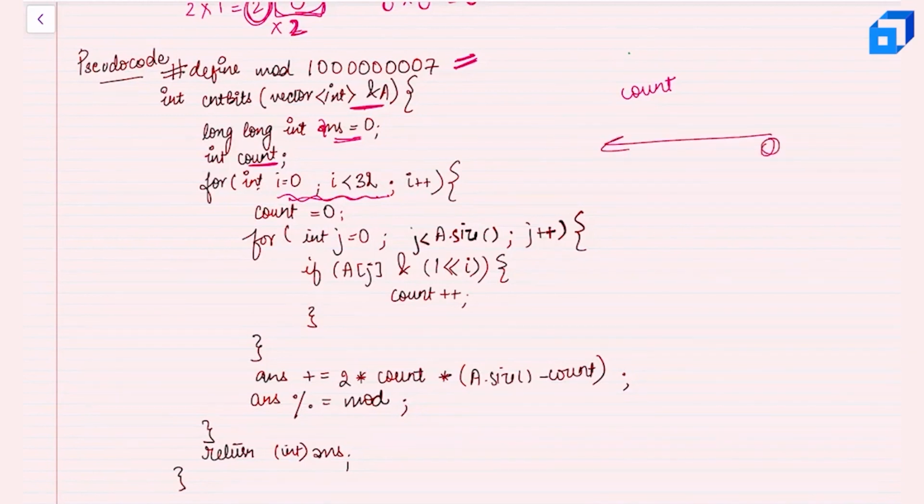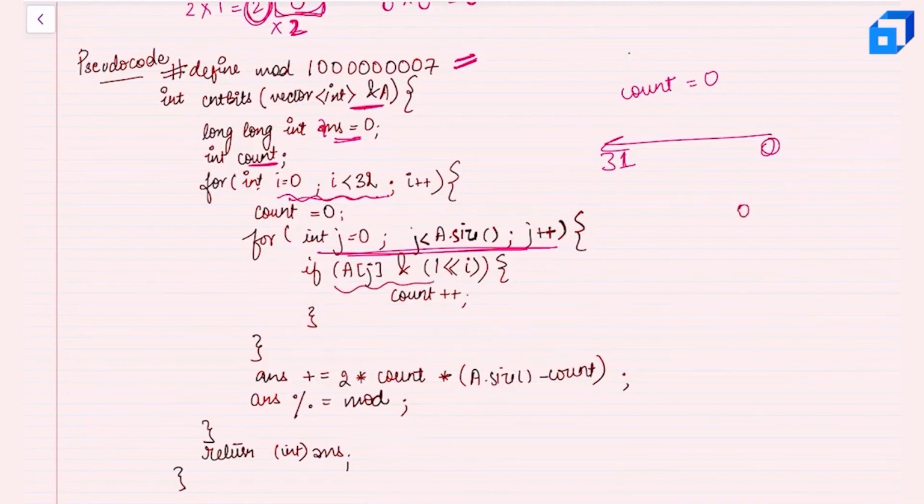So it will start from the 0th position and move to the most significant bit position, right? So from 0 to 31 I'll be going. Then my count is initially 0, and then I'll be iterating over my given array, right? Then simply I'll be checking what all bits are set.